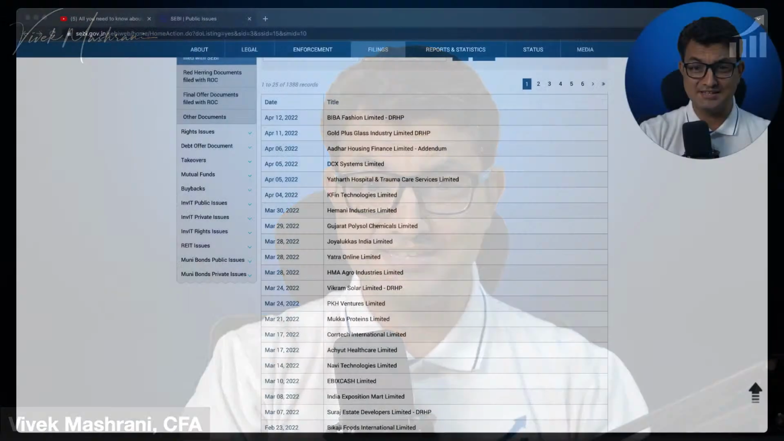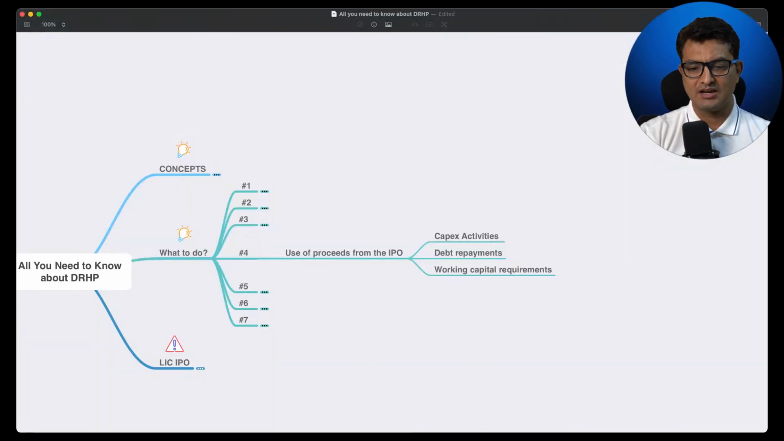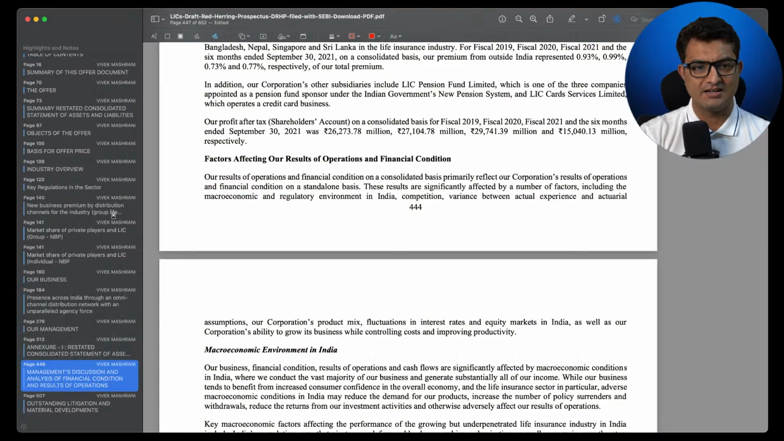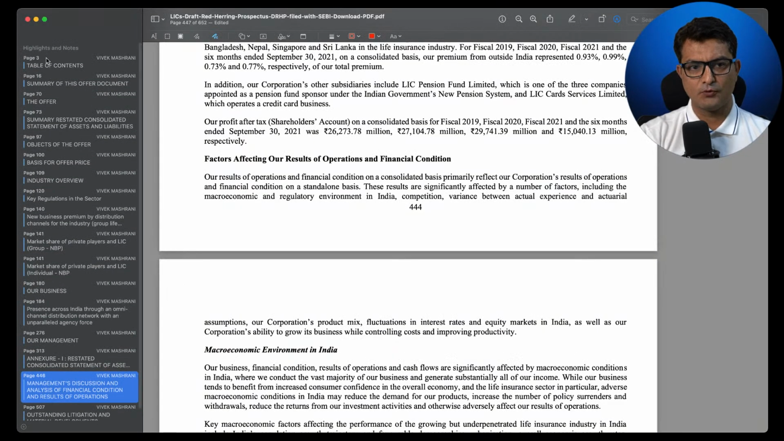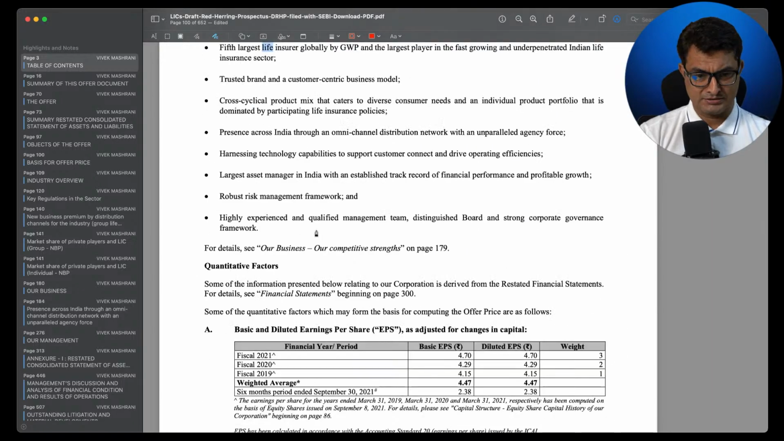Right, so hope this entire thing was useful. Let me quickly recap what all things you should be seeing, and then we'll also go to the LIC IPO, what I think about it and what are the key points you need to look for when you are analyzing the LIC IPO. So let's go to the DRHP document and quickly see what is very, very important. If you go to the table of contents, the first thing you should look at is the summary of the offer document. Then look at the summary of financial information, see what the object of the offer is, why they are doing this IPO, what the basis of the offer is, and this is also very critical. What is the valuation and all those things they are factoring in.